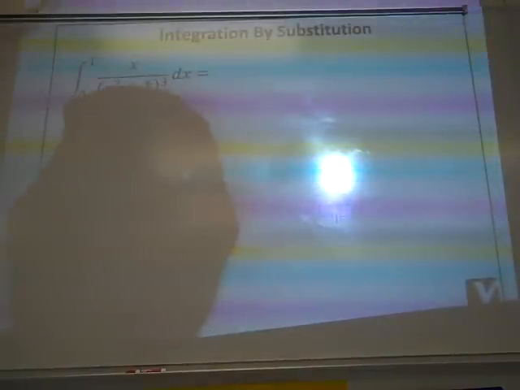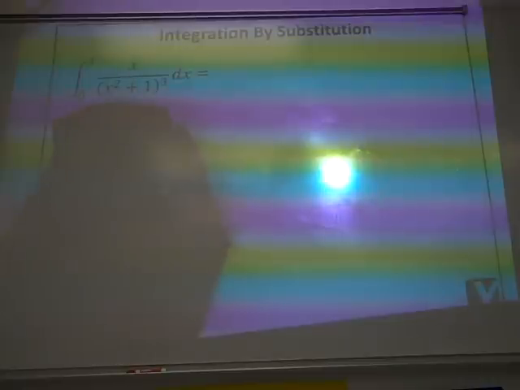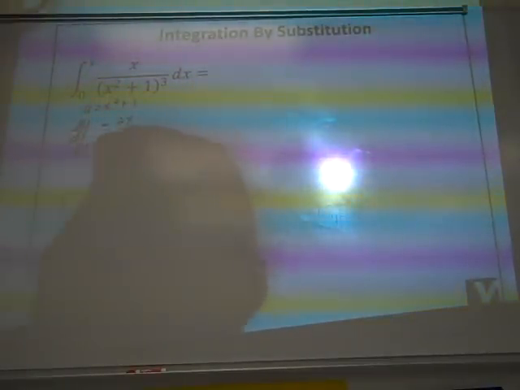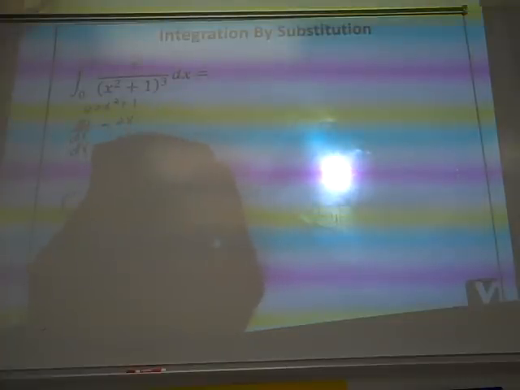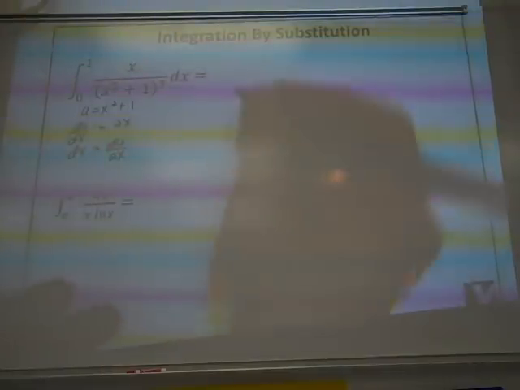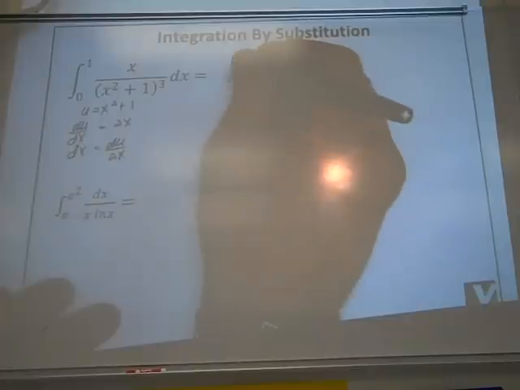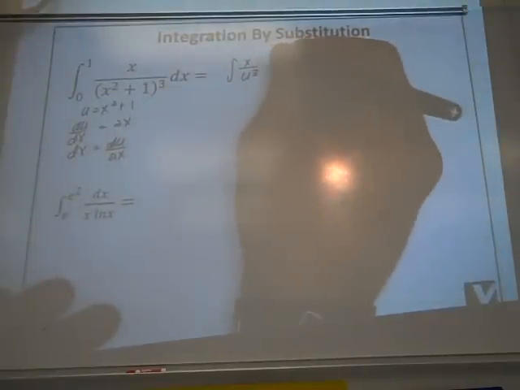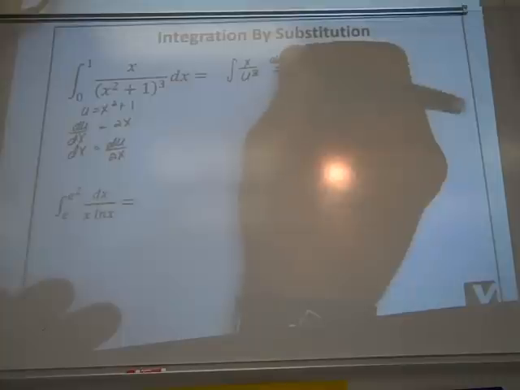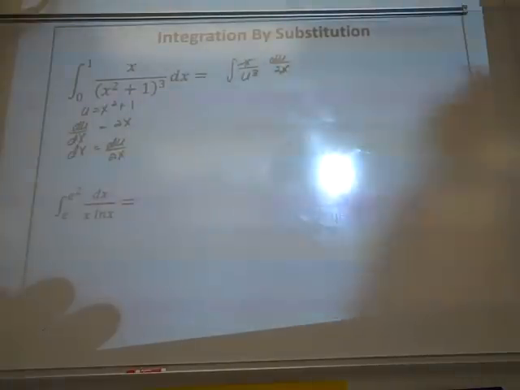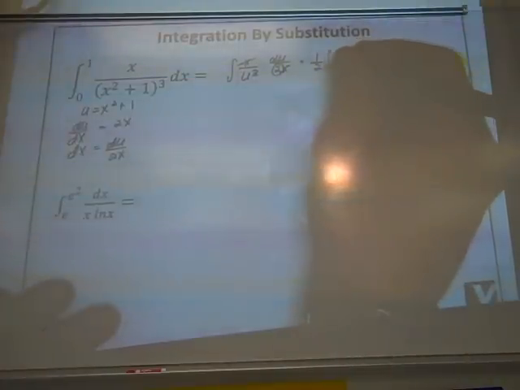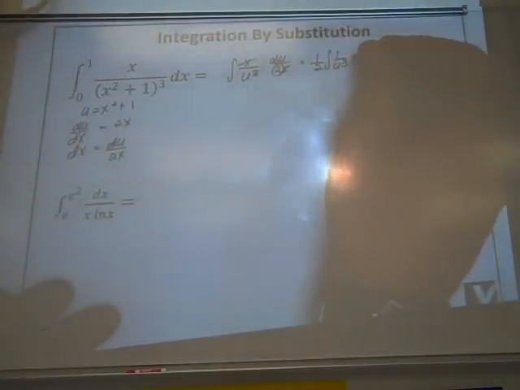Let's do this. Okay, the baby, x squared plus 1. We take the derivative of the baby. We get 2x. We're going to solve it for dx, and dx is going to be du over 2x. Now, here's the sloppiness. We would rewrite the integrand and say it's x over, instead of x squared plus 1 cubed, u to the 3rd. We'd rewrite the dx as du over 2x. We cancel out the x's. We have a 2 in the denominator, so we get 1/2 integral of 1 over u cubed du.